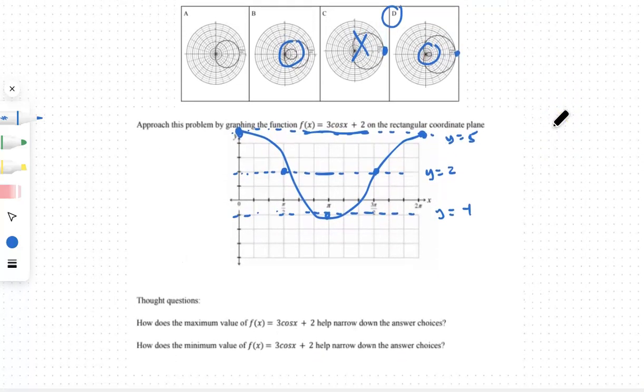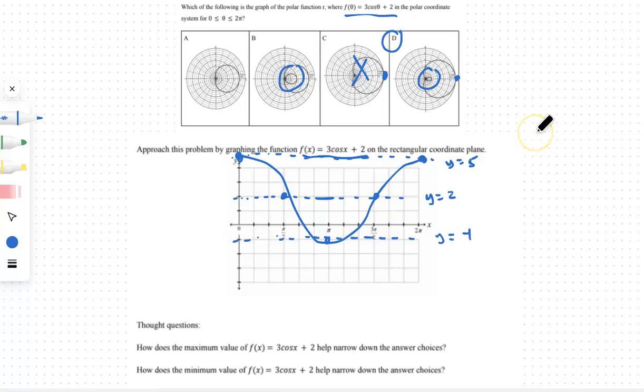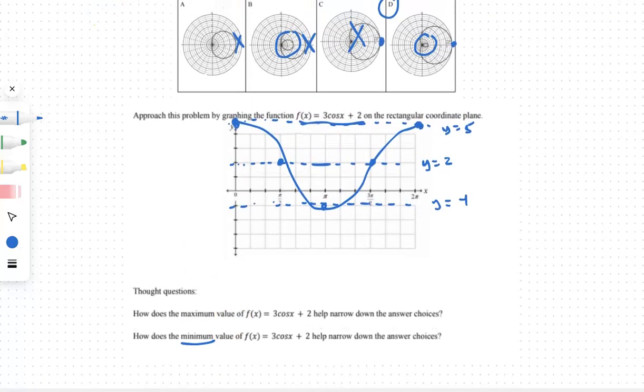So basically, the other thing that I should say, my thought questions were, how does the max value help decrease your answer choices? Well, the max value here was only 4, so it can't be that. And the max value here was only 4. And then the minimum value tells me about the negative r value and the fact that I had to have an inner loop. And that is it for topic 3.14.